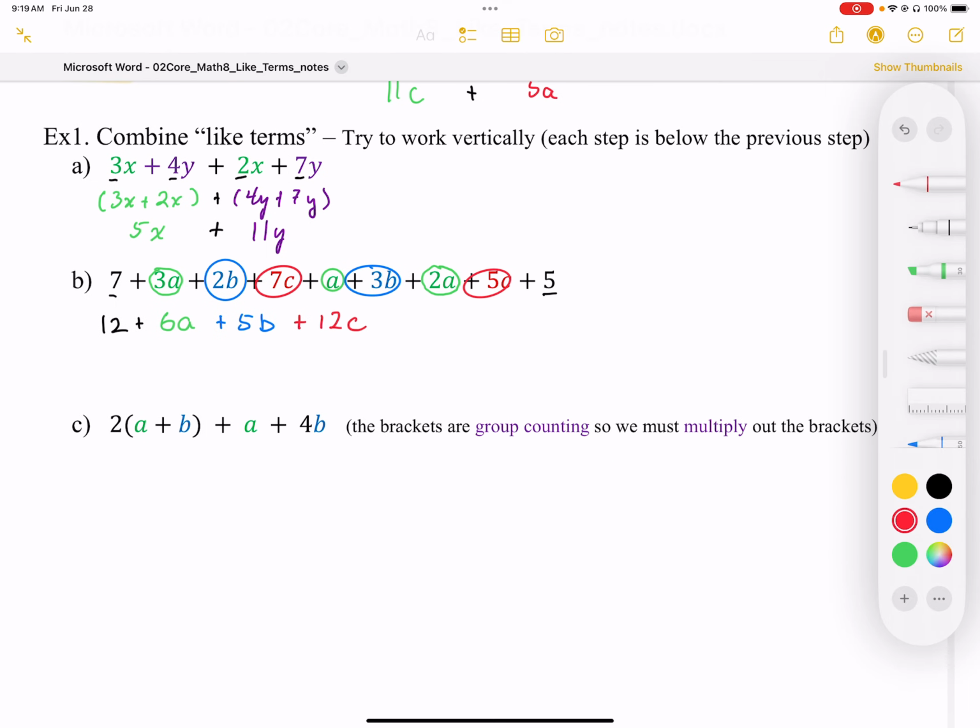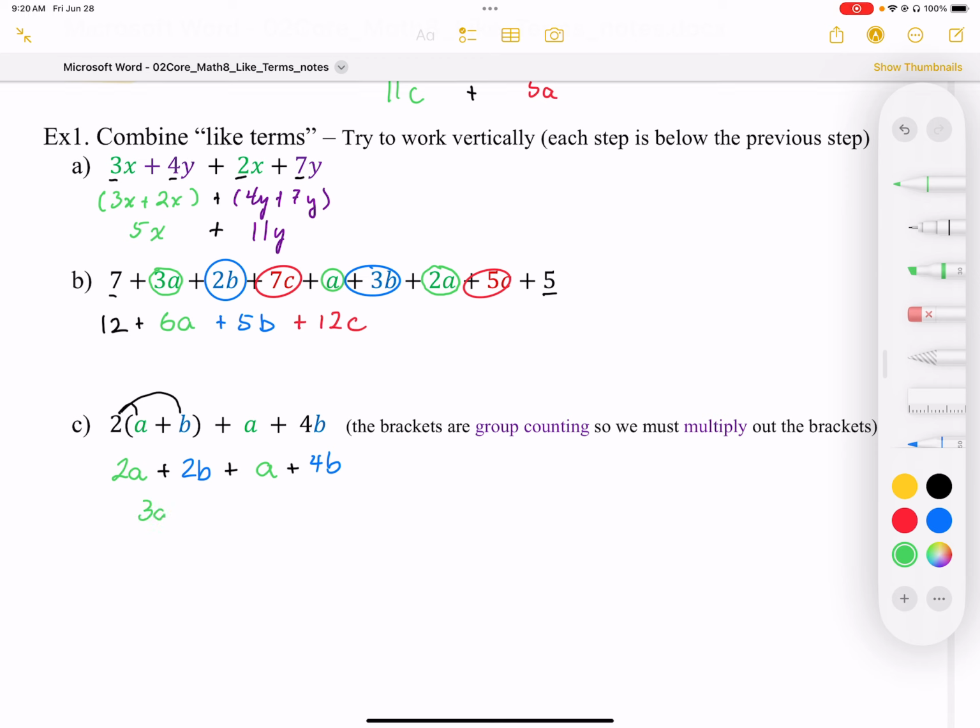When we have brackets, brackets are grouping. Grouping is multiplication. So we have to multiply out brackets here. So I have 2 groups of A plus B. That means I have 2 A's and 2 B's. So I'm going to do that first. See how many A's and B's that I have. So 2 A's, 2 B's, plus 1 A, plus 4 more B's. Again, notice I'm working vertically, straight down, and I'm going to do my adding vertically.